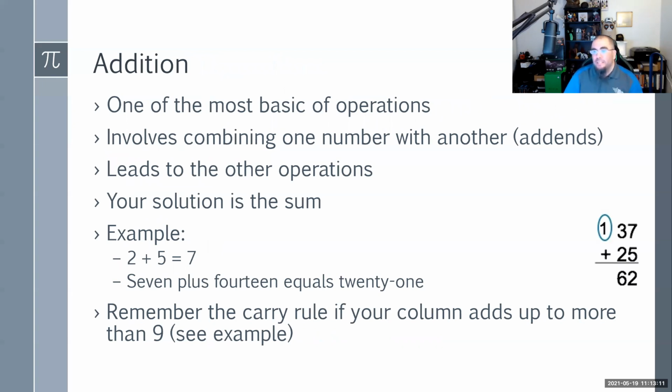Addition is the most basic of our operations. It involves combining one number with another, and leads to other operations. When we talk about addition, we are trying to find the sum of the numbers, the sum of the whole, right? So 2 plus 5 equals 7. 2 and 5 are the things we are combining together to get the sum, which is 7. Right? 7 plus 14 equals 21.